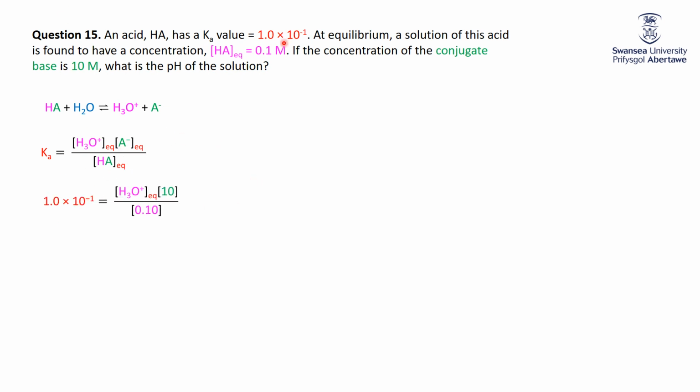At equilibrium, Ka is 1 times 10 to the minus 1. At equilibrium, solution of this acid is found to have the concentration HA is 0.1. That's at equilibrium. Concentration conjugate base at equilibrium is 10. What's the pH of the solution? Well, the only thing we don't know is the H3O plus. Multiply that out, the H3O plus 0.001, pH minus the log of that, which is 3.